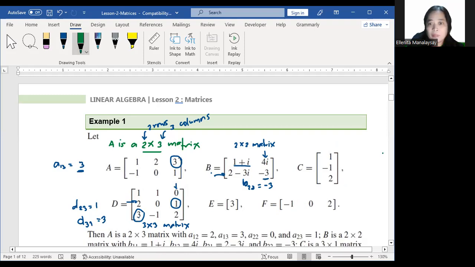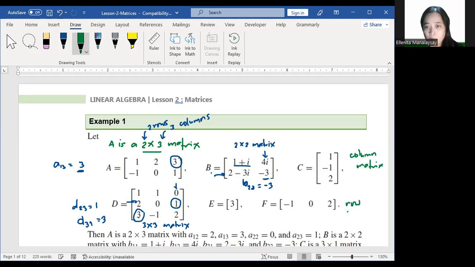Let me note that. This is a column matrix. And this one is a row matrix, since it has only one row. So that's a row matrix.